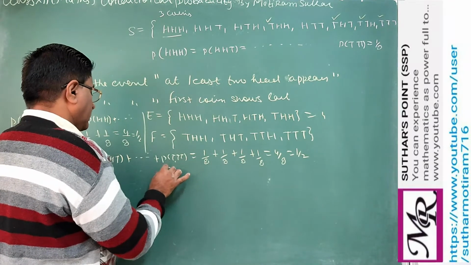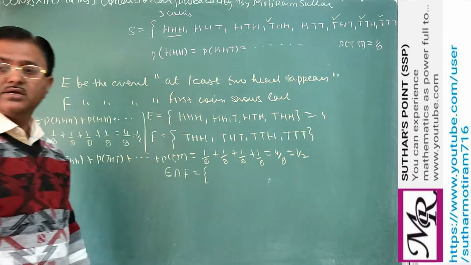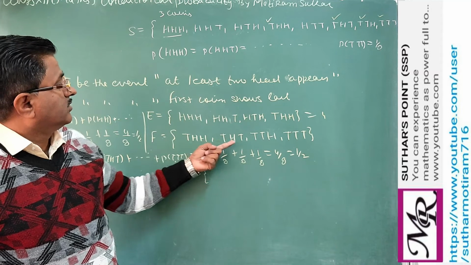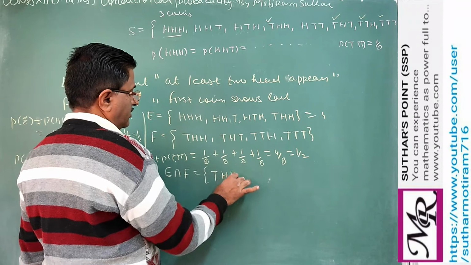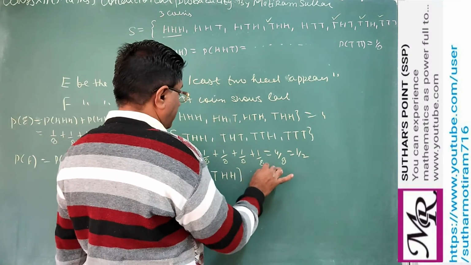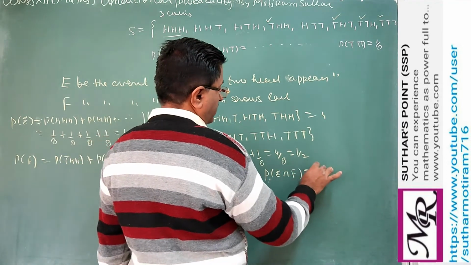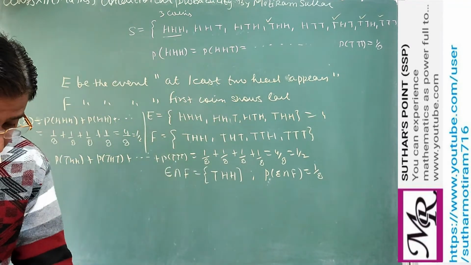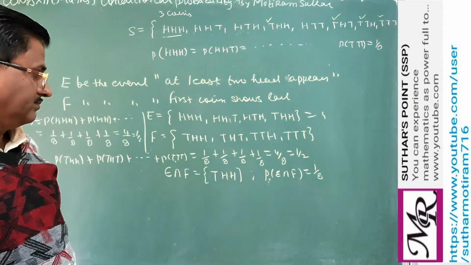Here we are also given E intersection F, as you saw in the 11th class. The common element to both is THH, only 1 point. So if you want to find the probability of the event E intersection F, that is also 1 by 8. Clear?